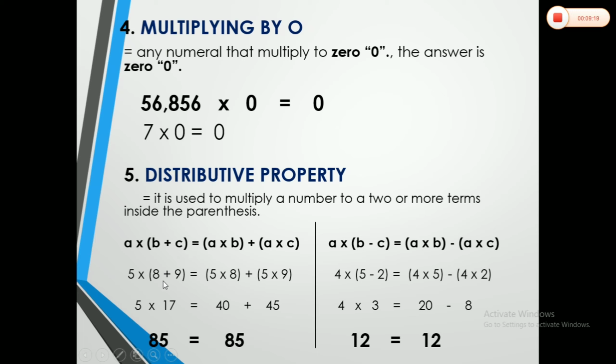So let's have an example. So 5 times parenthesis 8 plus 9 parenthesis equals parenthesis 5 times 8 parenthesis plus parenthesis 5 times 9 parenthesis. So even if you use the first one or another way like the second one, you will get also the same final answer. That is distributive property.